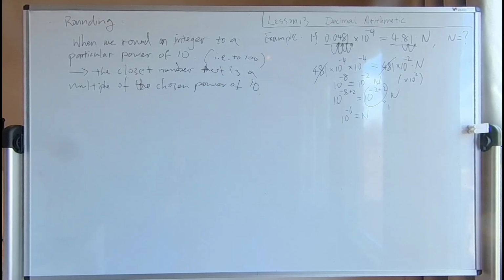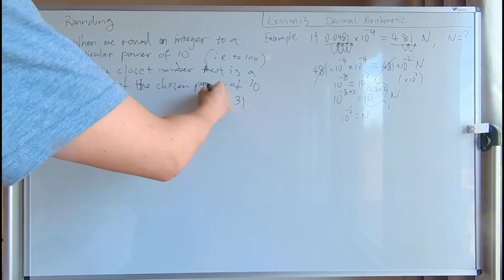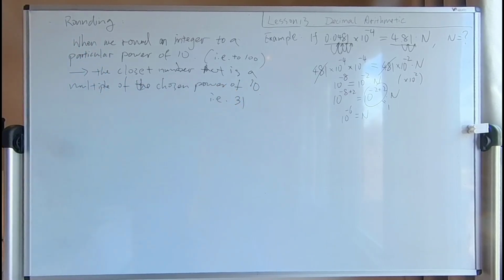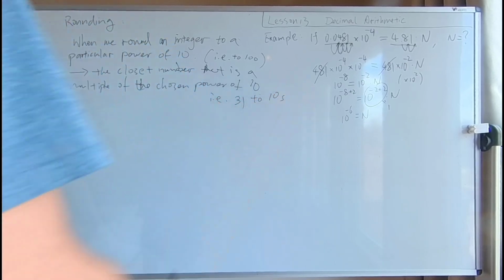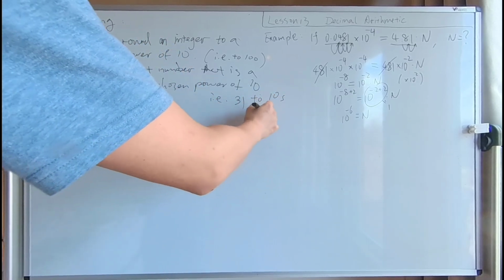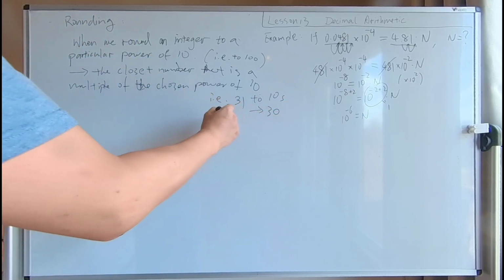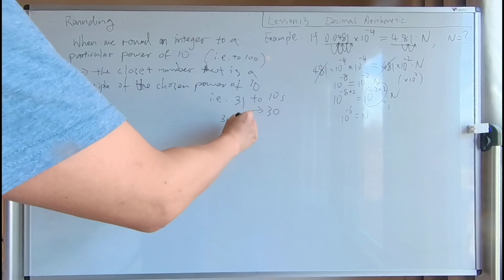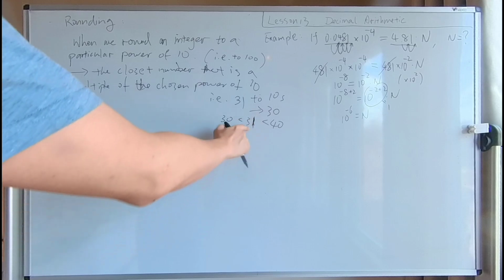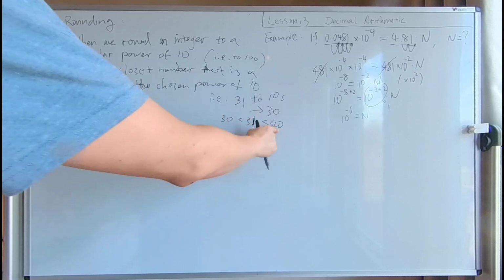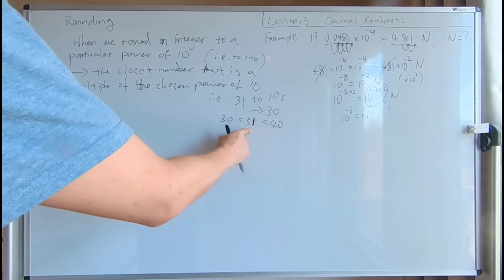And intuitively speaking, for example, if we want to round number 31 to the tenth digit, then 31 will be rounded to 30. That is very clear because the closest numbers that are multiples of 10 around 31 are either 30 or 40, right? And then 30 is closer than 40, so 31 will be rounded to 30.